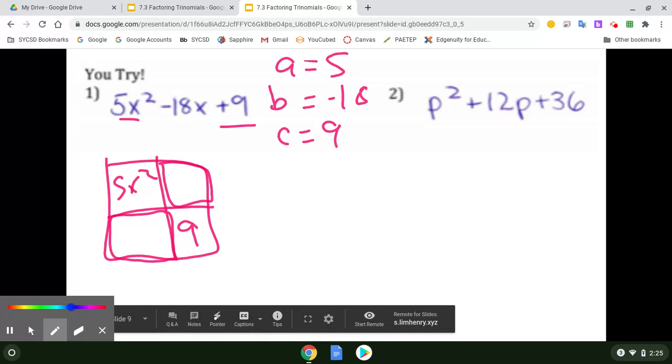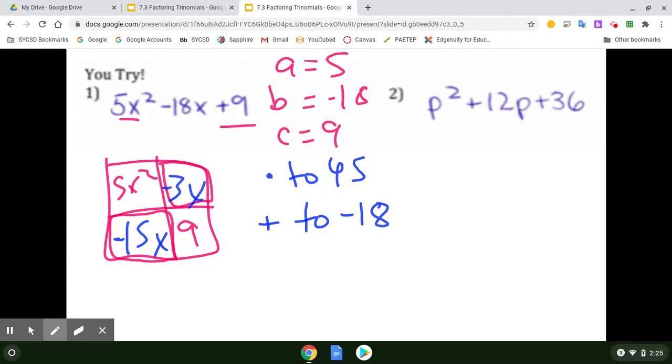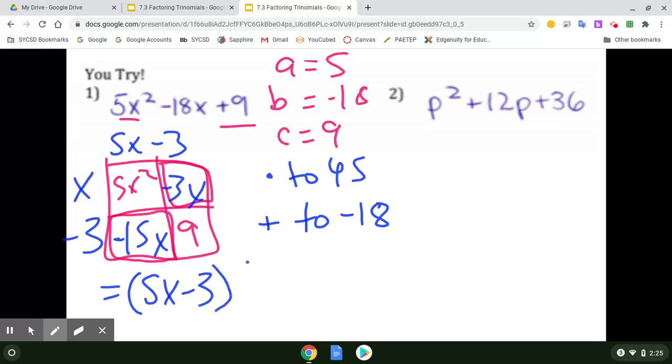All right, so our key numbers have to multiply to 45, since 9 times 5 is 45, and add to negative 18. That would be negative 15x and negative 3x. So our factors are 5x and x, negative 3, negative 3. So number 1, 5x minus 3 times x minus 3.